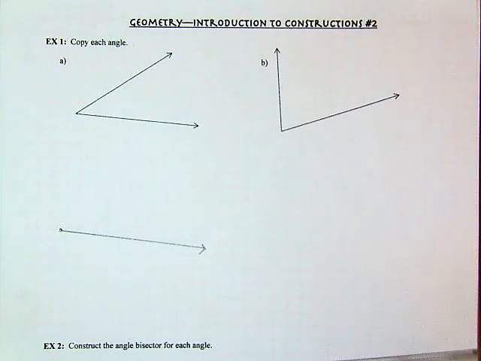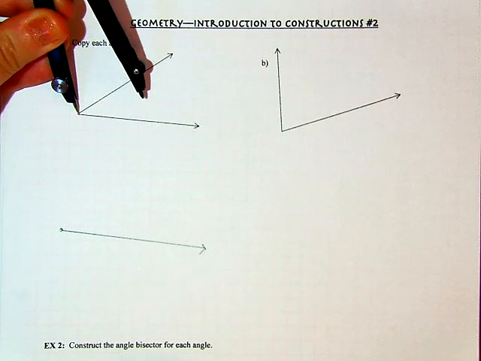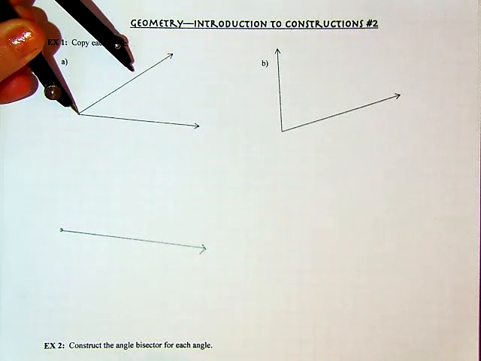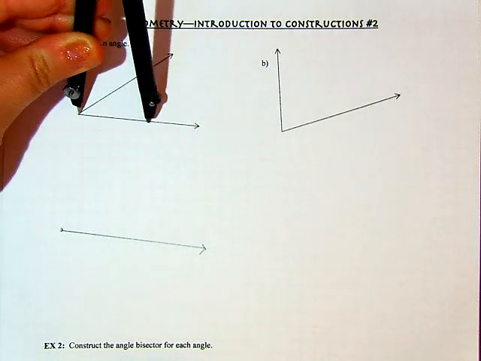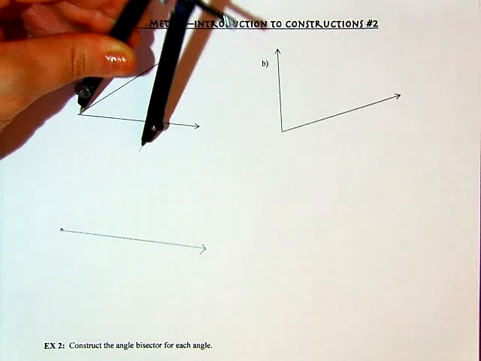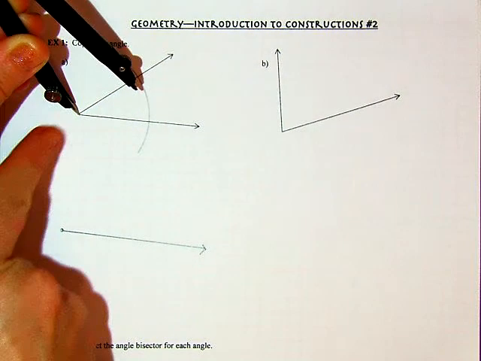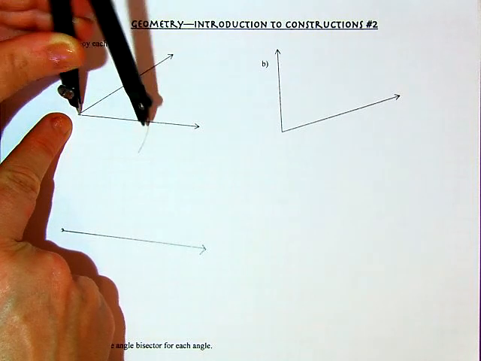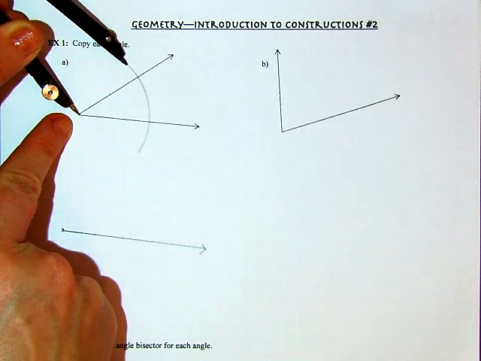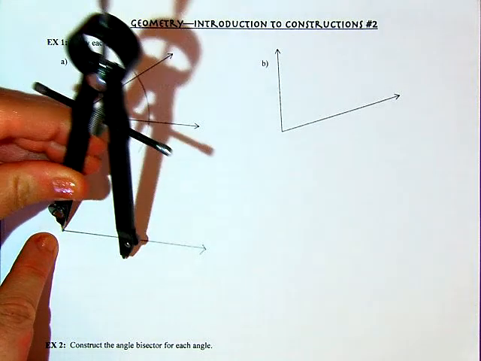All right, the next thing that I do, I'm going to take my compass, whatever setting, it does not matter. Okay, I just want to make sure that it's at a setting where it's going to slice through both of these rays. So here and here. So this setting looks good. So I'm going to go ahead and draw this initial arc, just like so. Okay, my needle was right here at the vertex of the angle. So I drew that initial arc, just like so. Now I'm going to put my needle right here, and I'm going to draw that arc again.